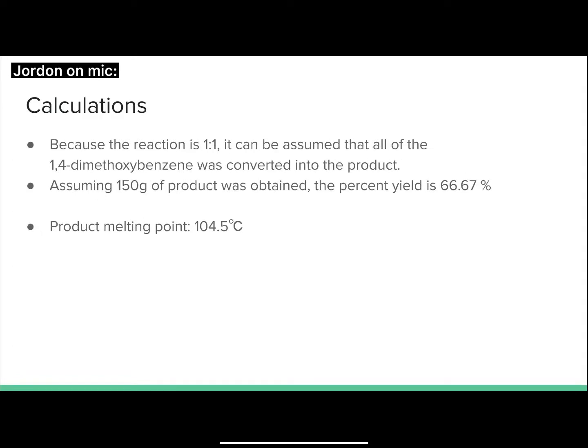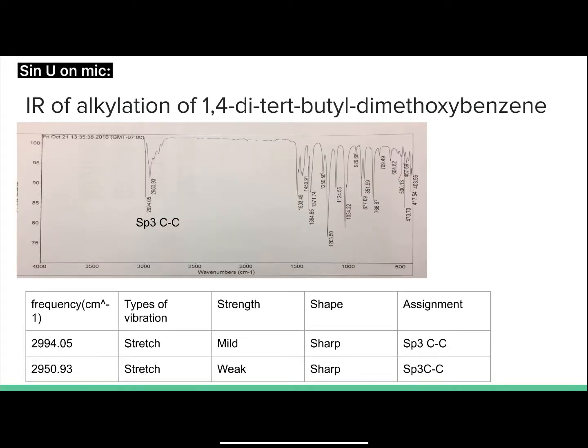Calculations. Because this reaction is 1-to-1, it can be assumed that all of the 1,4-dimethoxybenzene was converted into the product because it is the limiting reagent. Assuming 150 grams of product was obtained, the percent yield is around 66.67%. The product's melting point was around 104.5 degrees Celsius. For IR of alkylation of 1,4-ditertbutyldimethoxybenzene, we see two stretches, which represents the sp3 hybridized carbon-carbon bond.